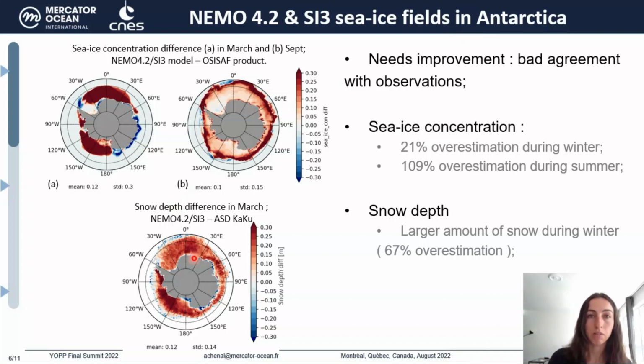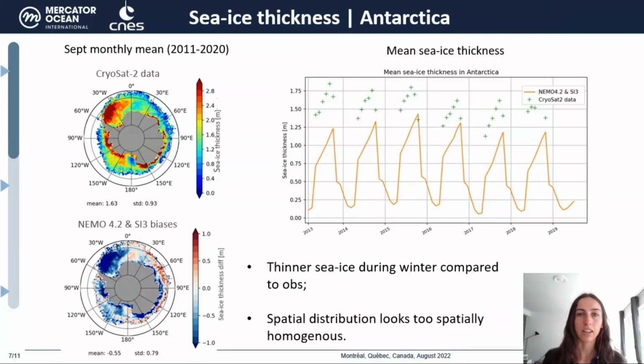Regarding snow depths here, the model also greatly overestimates the amount of snow, with a 67% excess of snow during winter, compared to the ASD snow product. Sea ice thickness in Antarctica is shown here. The first diagram here presents the temporal evolution of the mean sea ice thickness. The ice is way thinner in the model during winter. The observations are represented by the group plus sign, and they are all half a meter above the NEMO 4.2 NSIQ model in plain orange line.